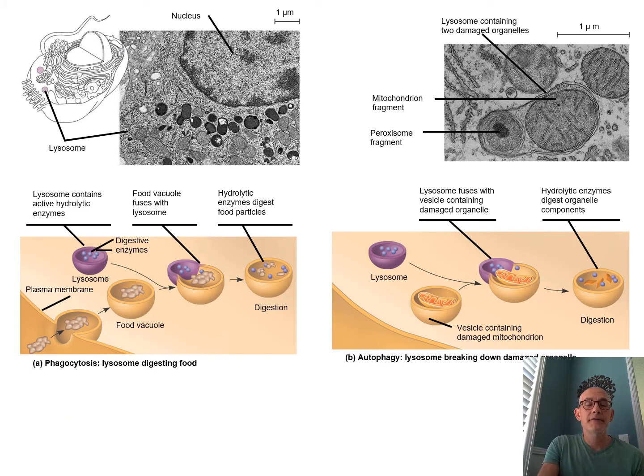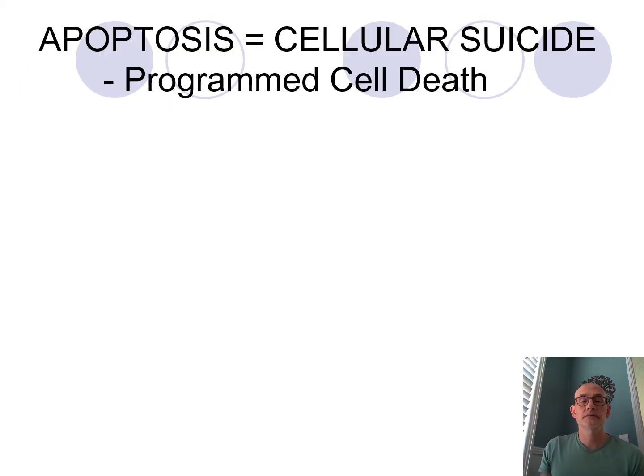So here we have food coming in. You see it pinches in and forms this vacuole, and then it merges with the lysosome, and that digests that food, and then those can be used by the cell. A defunct mitochondria here merges with the lysosome, and we can recycle.